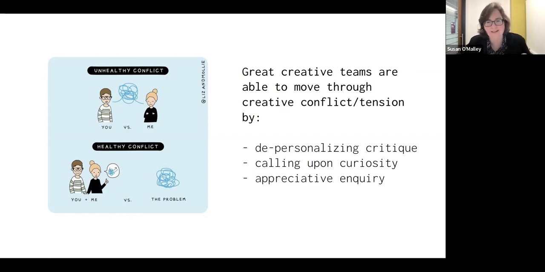And they were able to de-escalate and depersonalize it and have a more constructive dialogue about where they went from there. And so some of these ideas like curiosity and appreciative inquiry are key things that we use in the project room to move through some of these tension and pressure moments in creative work.